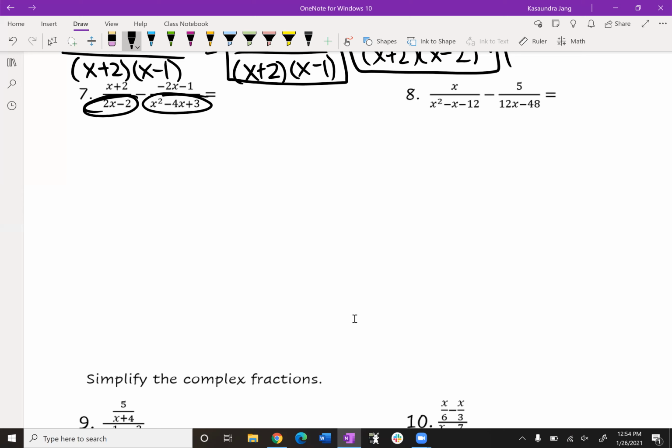So just messing with the denominators for now. I'm going to leave the numerators alone. All right, just let me know what you guys get here.